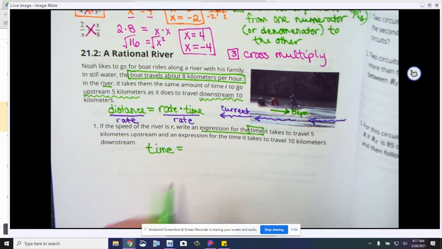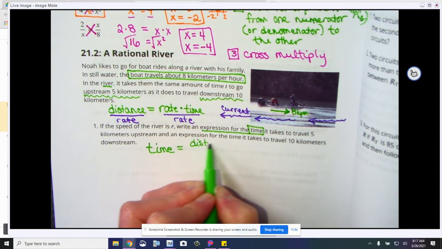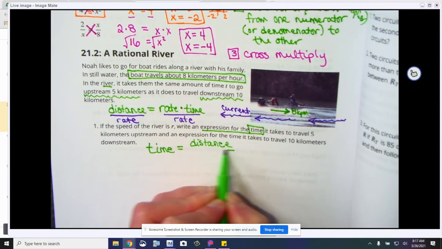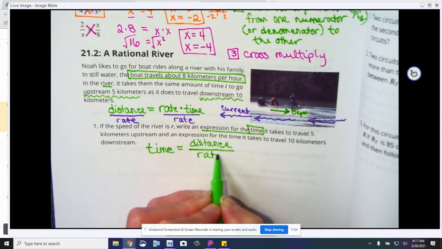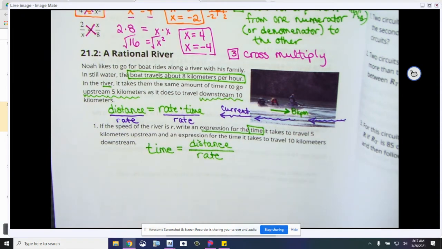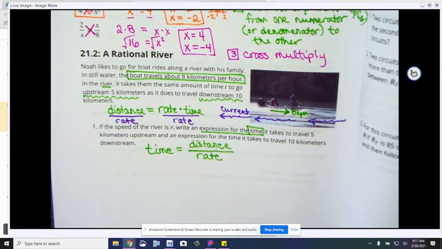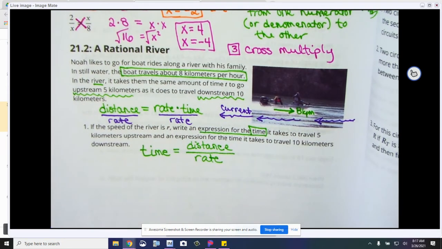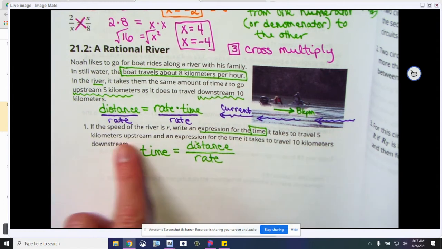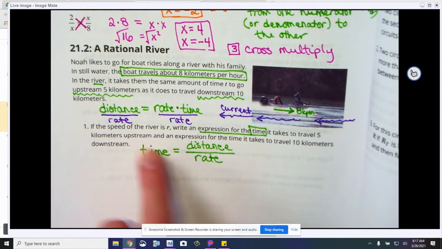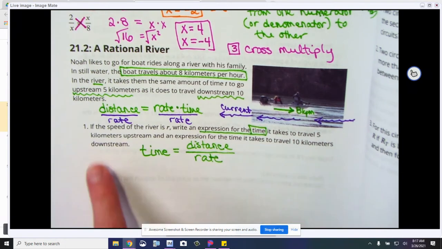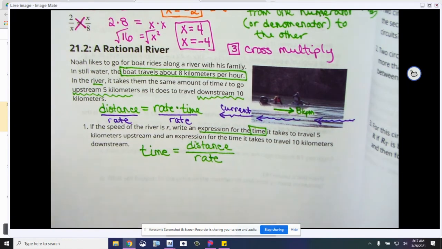So if I'm writing an expression for time, time equals distance divided by rate. I feel like this is back to the idea of Kieran, who was going for a bike ride with his aunt. So we're bringing that info back here. We need to write an expression for traveling upstream and a separate expression for the time it takes for downstream. All right, let's write these two expressions and we'll see what we have here.